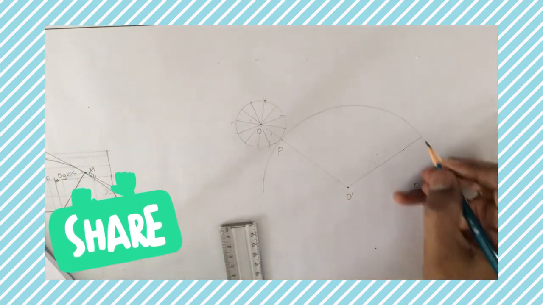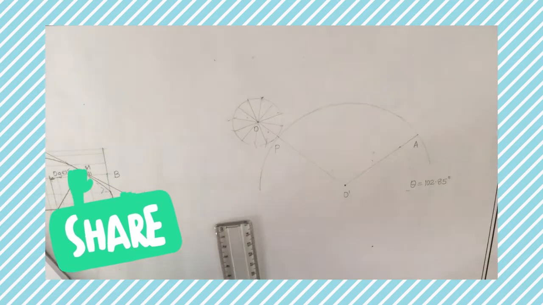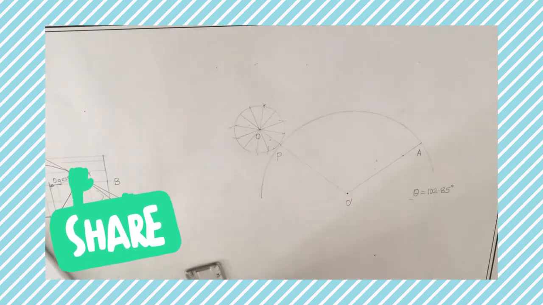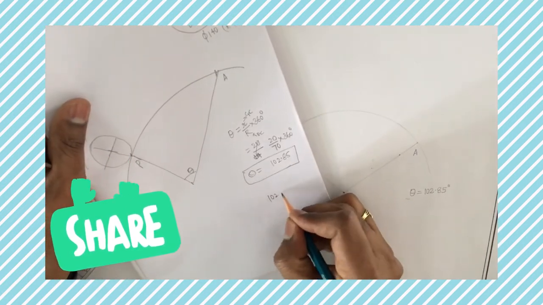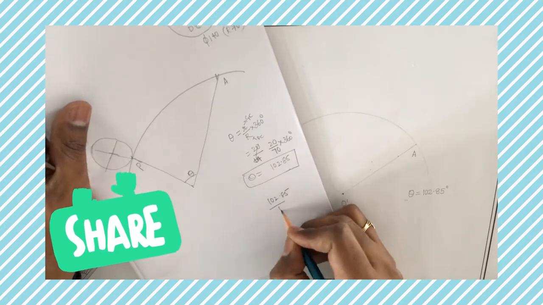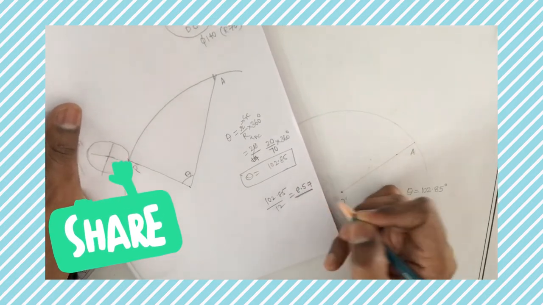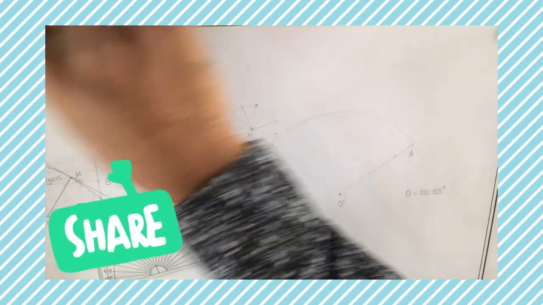Now if you look into the general construction of the cycloid, we have done a division of even this PA line. Let this be A, so that is 102 divided by 12 divisions. Upon calculation, 102.85 divided by 12, putting this value in the calculator, we got 8.57. So each division needs to be done at 8.57 here.